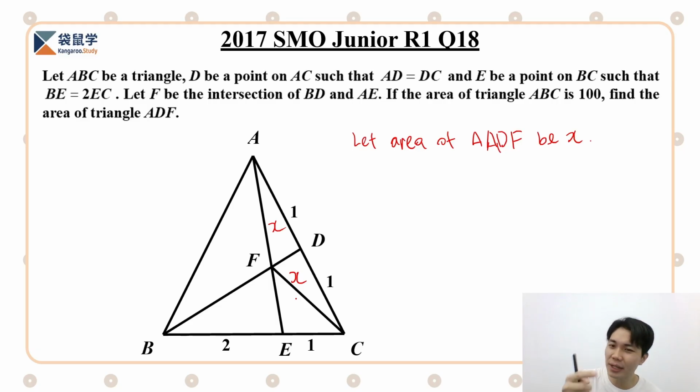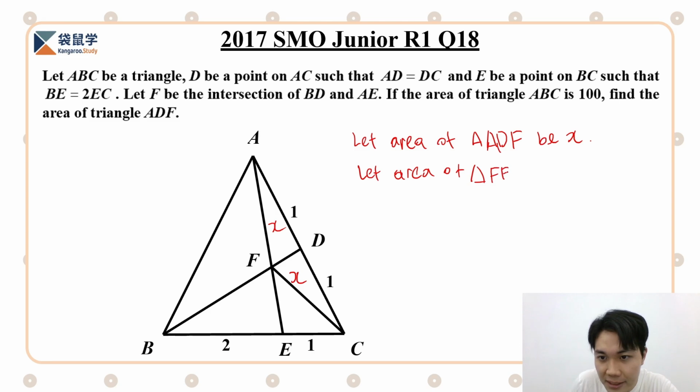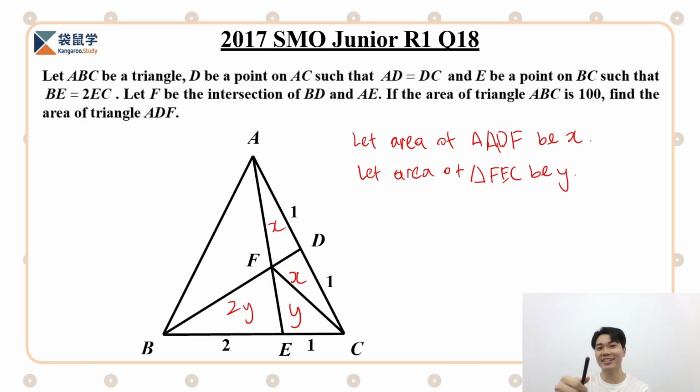Don't worry, we can always set another variable. So we let the area of triangle FEC be Y. Yes, and this is Y. Then what will BFE be? You guys are more familiar now. It will be 2Y. And we realize that BDC, we can also represent it. So now we can solve the question already. First, we know that triangle AEC, which consists of 1Y as well as 2X, how much will it be?